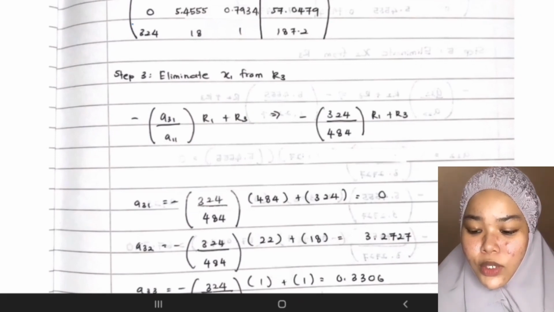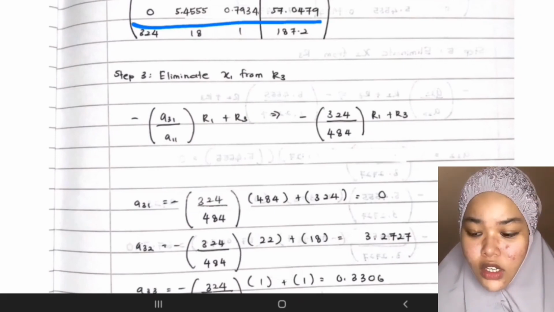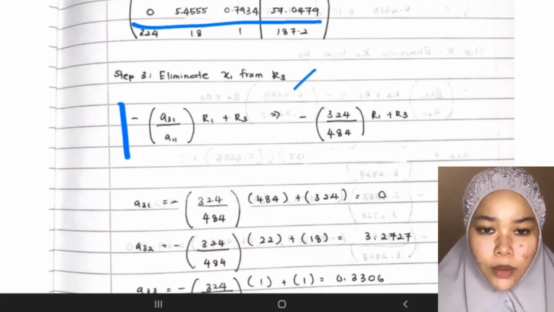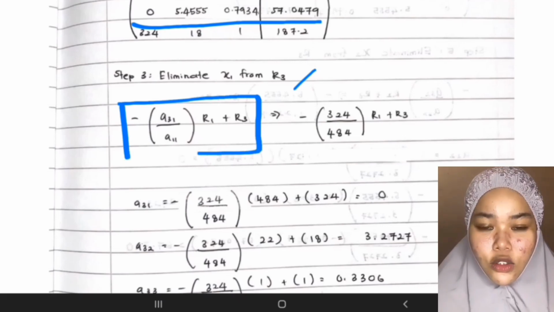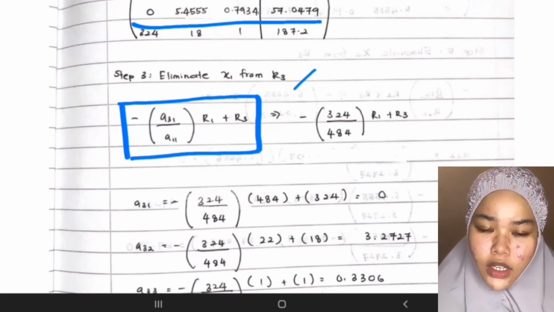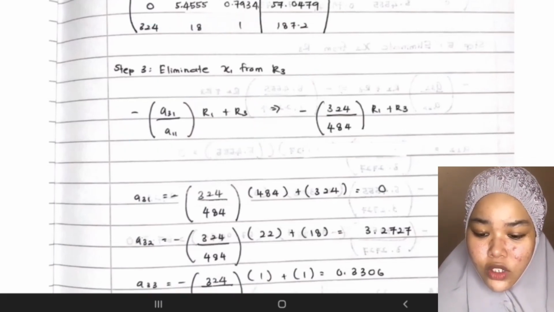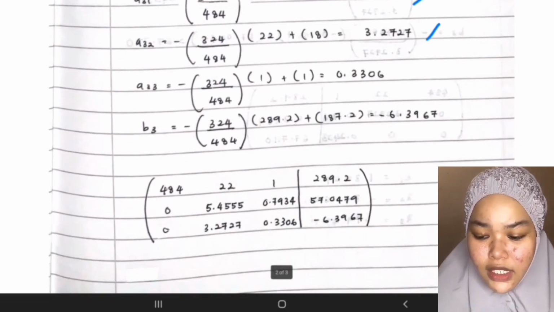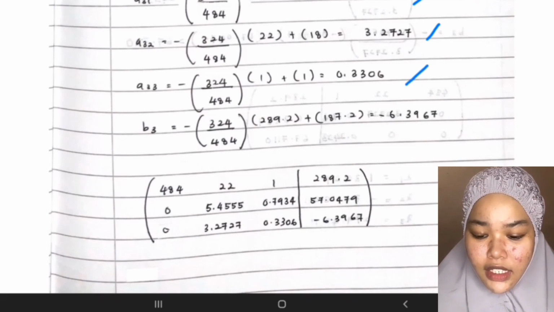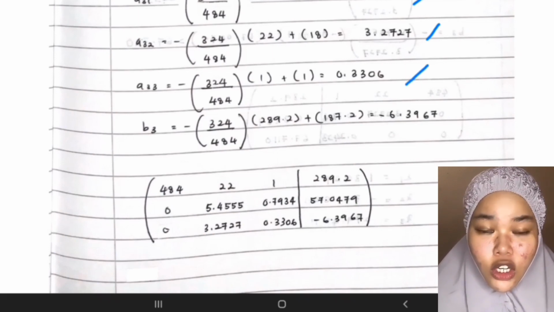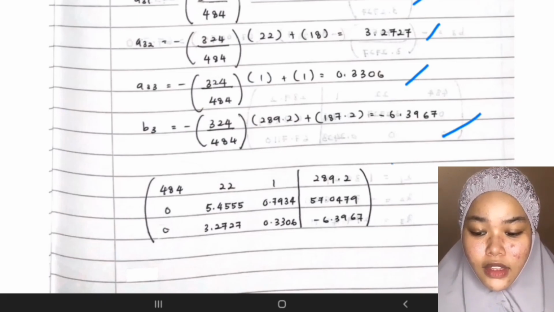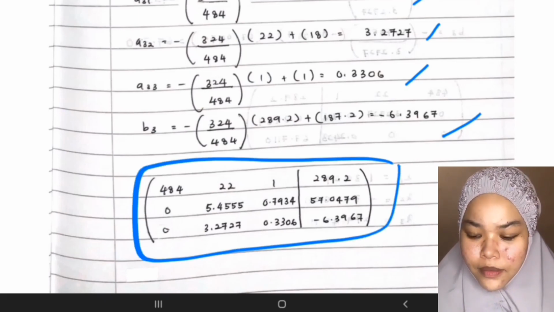Next we need to eliminate x1 from R3. We use the formula negative A31 over A11 R1 plus R3. So for A31 we got 0, A32 we got 3.2727, A33 we got 0.3306, and for B3 we got negative 6.3967. So we need to rewrite the equation for the changes in R3.